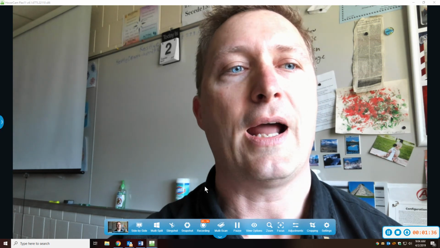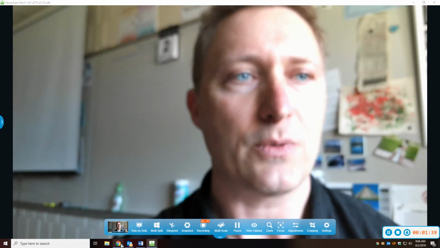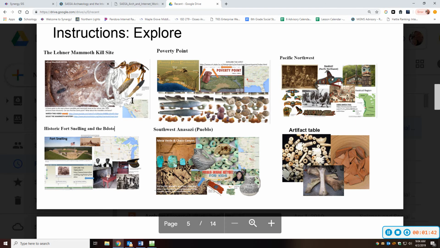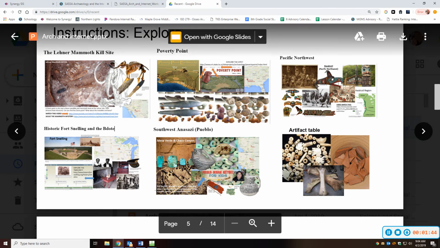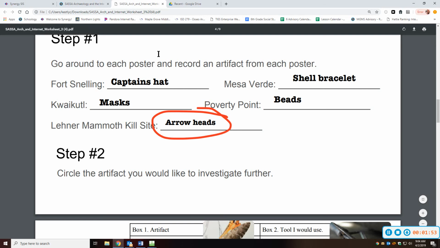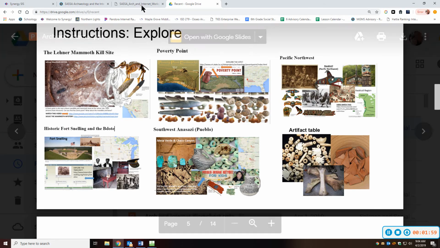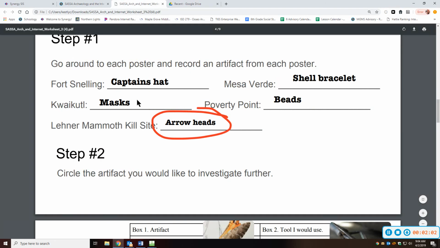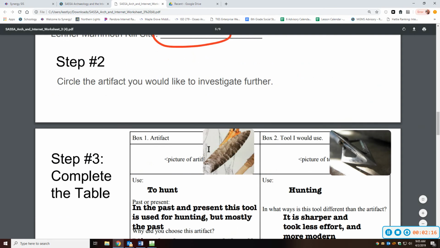All right, I have an example of what I'm looking for, and I just want to share that with you. Yesterday, we were looking at 5 different posters, and you're supposed to find specific artifacts on these posters and then write them down. So here's an example. This student wrote for Fort Snelling, Captain's Hat. So some of you chose that right over here, Captain's Hat. Shell bracelet, masks, beads. And then at the Laner Mammoth site, this person chose arrowhead. Since step 2 says circle the artifact you would like to investigate further, this person chose arrowhead. So make sure that you do that. Circle the one you want to investigate further.